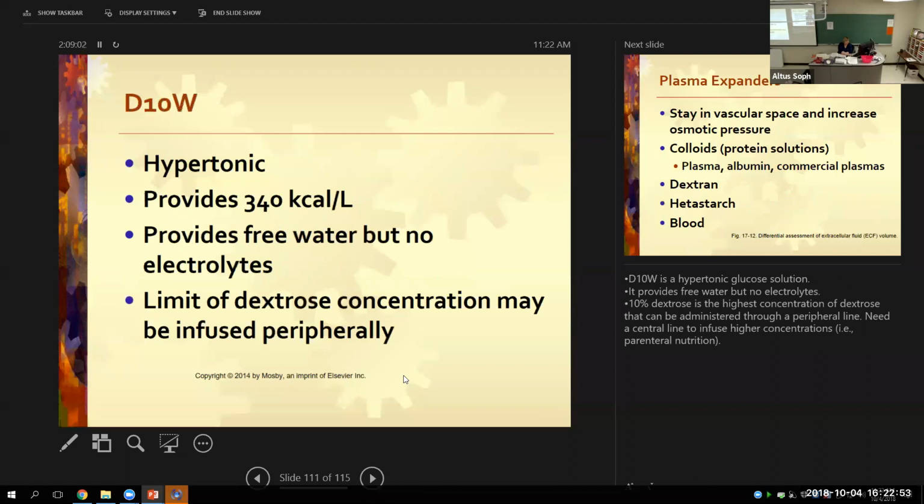D10 is hypertonic. It provides free water but no electrolytes. We want to limit the dextrose concentration that may be infused peripherally. You've got to be careful as you're getting into more concentrated levels of IV fluids. Often they cannot be hung through a peripheral line. You would need a central line. Okay. I think we're almost done.